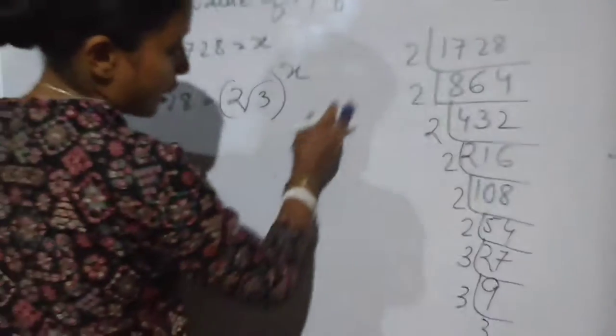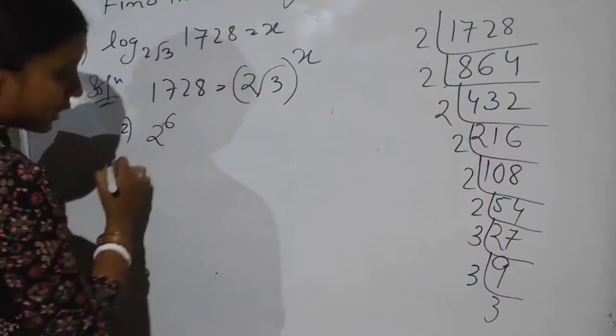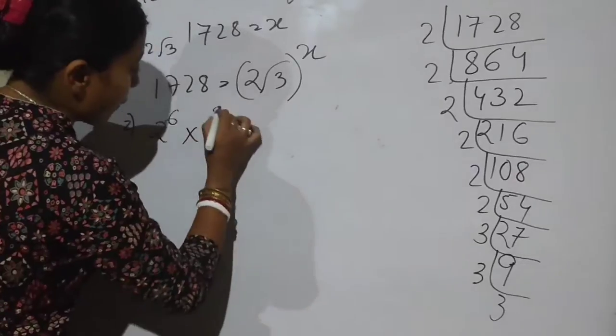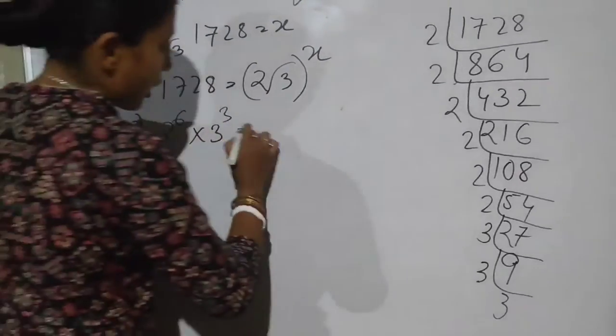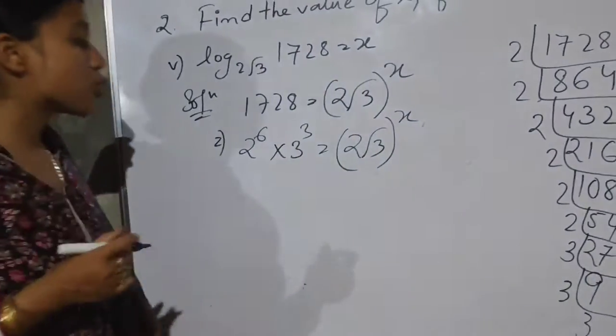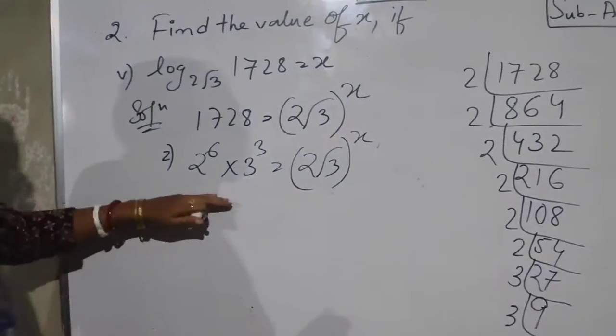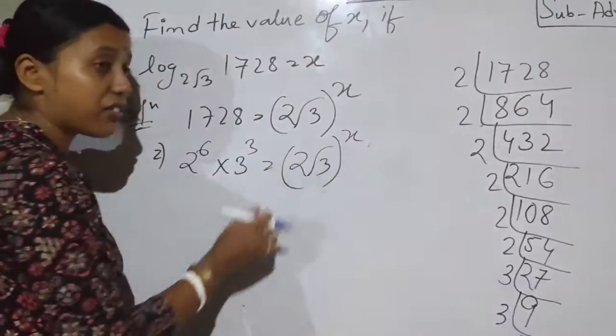So how many 2s are here? 1, 2, 3, 4, 5, 6. So we can write 2 to the power 6 into 3 to the power 3. We can write, and this side 2 root 3 to the power x. So this side also if we make 2 root 3, then we can get the value of x.